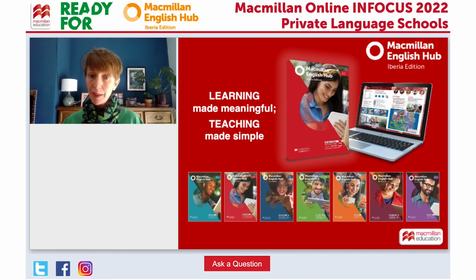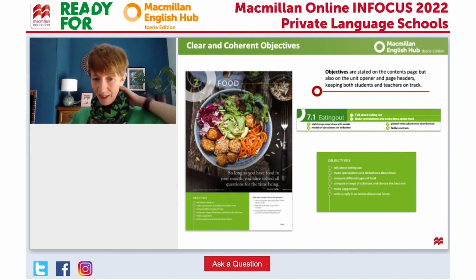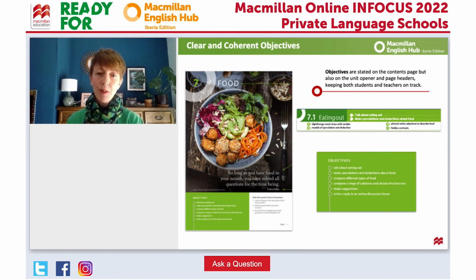Now, moving on to Macmillan English Hub. This is our English course that ranges from A1 all the way until C1. So we have 7 levels of the course. Kieran today has been talking a little bit about objectives, which really leads in nicely to Macmillan English Hub. One of the main key points about this book is how clear and coherent the objectives are.